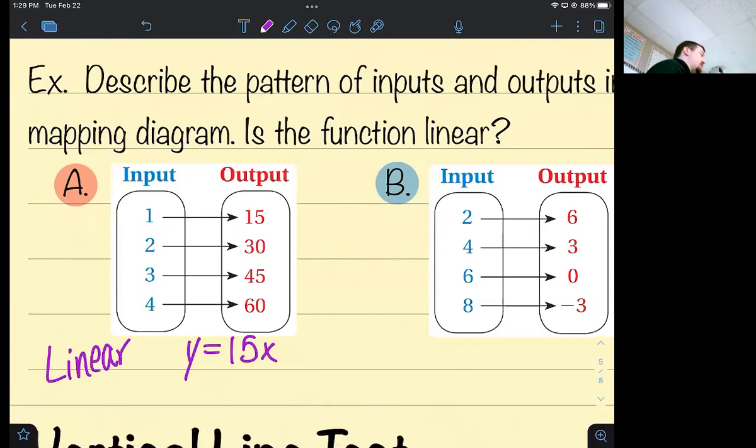Just because it's a function, and it is a function, doesn't make it linear. So I see that there's 1 arrow coming out of each of them. So this is a function. Then I have to check to see if it's linear. And here's the best way to see if it's linear.